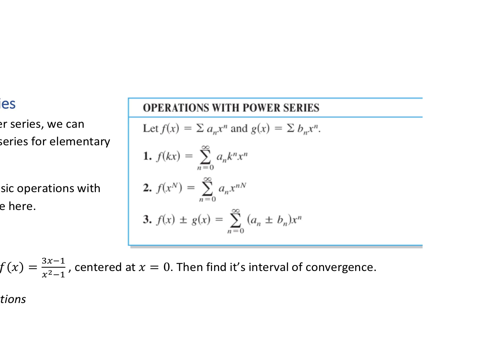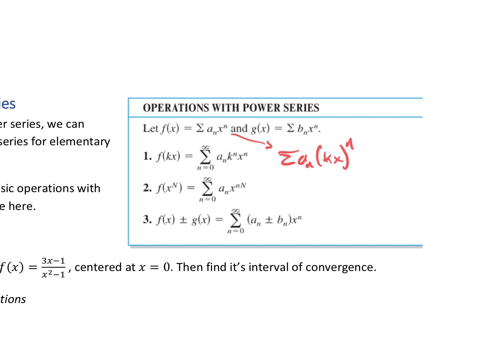If f of x is this power series here, and this represents an infinite summation, a sub n, x to the n, and g of x, we'll call that b sub n, times x to the n. So these are power series. Well, if we want to find f of kx, that just means we can put kx in for x. And if we put kx in for x right here, we get the sum of a sub n times k x to the n.